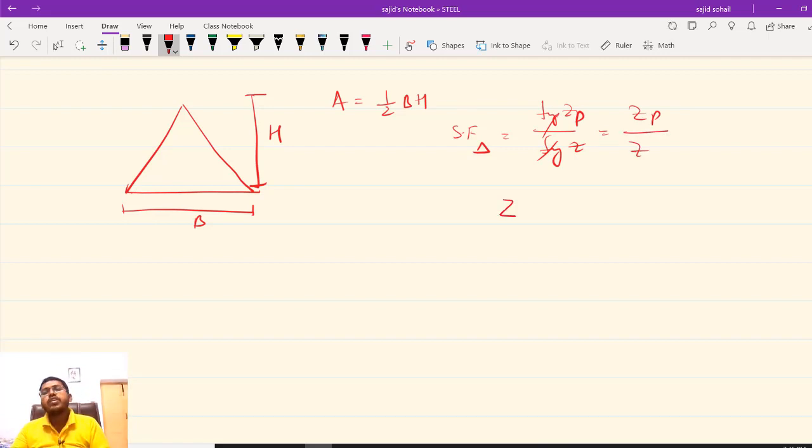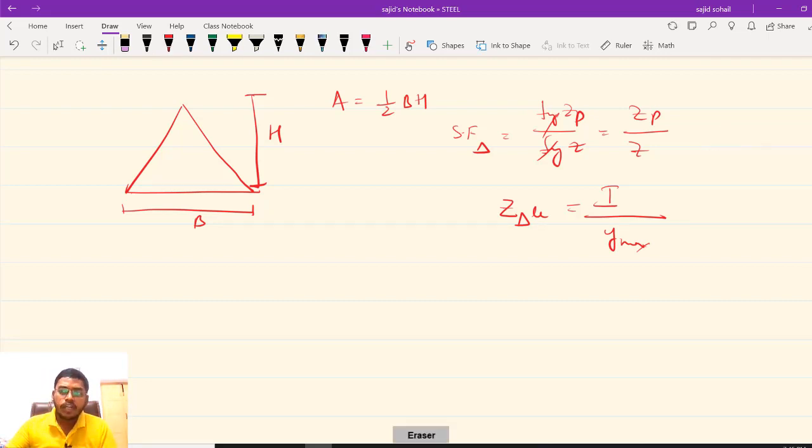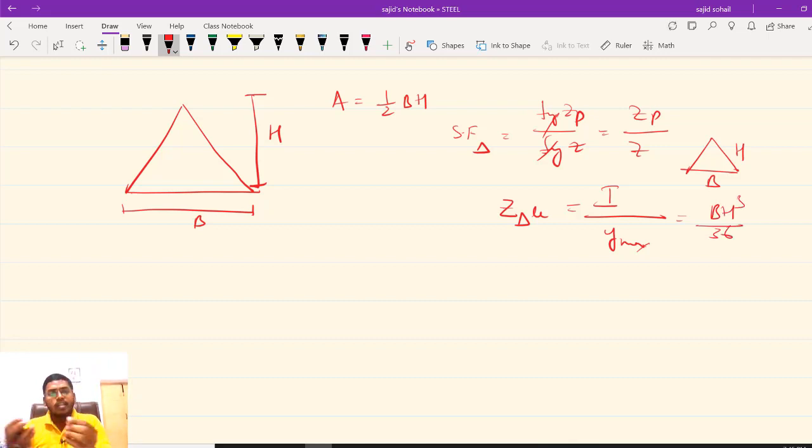So what is the section modulus of a triangle? You should be knowing it directly. If you don't know, I will solve it. So section modulus of a triangle is nothing but the moment of inertia of a triangle divided by your y max. For a triangle which has base B and height h, what is your moment of inertia? You should be knowing it at least, right? It is bh cube divided by 36. bh cube divided by 36. इतना तो याद है ना?